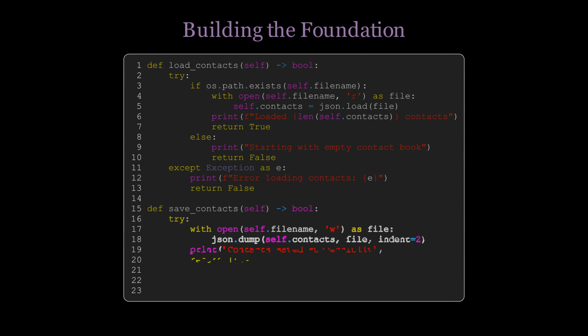Load and save methods handle data persistence using JSON format. They include proper error handling to ensure the application remains stable even if file operations fail.